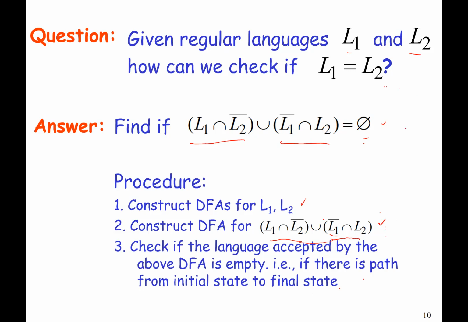So language equality requires a little bit of a step process in terms of constructing many DFAs and then finding if there's a path from the initial state to the final state. And if there's no path, that means the DFA that you construct accepts only the empty set. That means L1 is equal to L2.